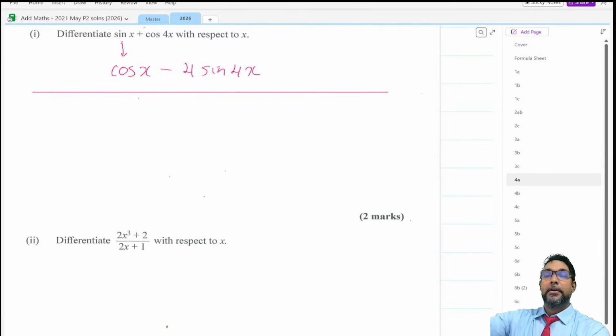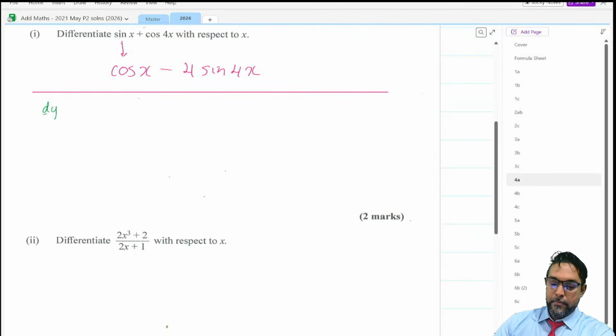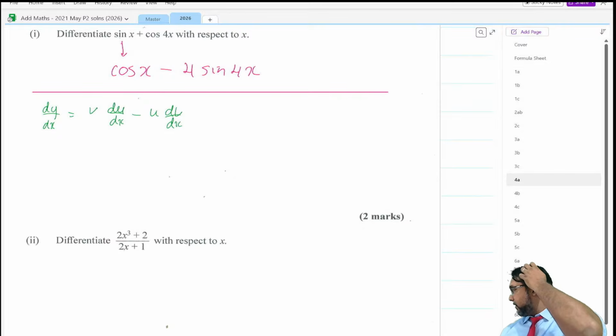From 2012 to last year is about 13 years. Product hardly comes either. Which one? Chain, yeah, the chain rule. That one comes relatively often. Which one is your chain rule? That's the one with the power on top. Oh, that was easy. Right. So for the quotient rule, you have to do v du dx minus u dv dx. So just leave it, okay?